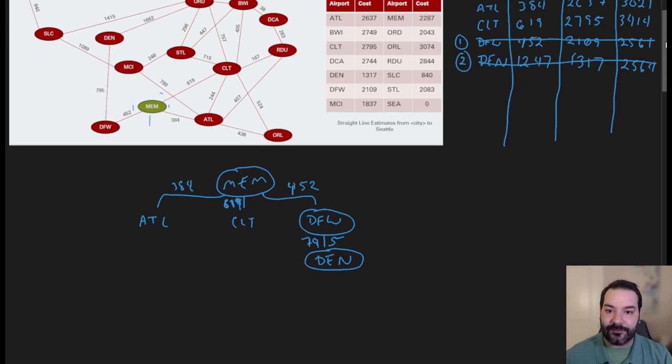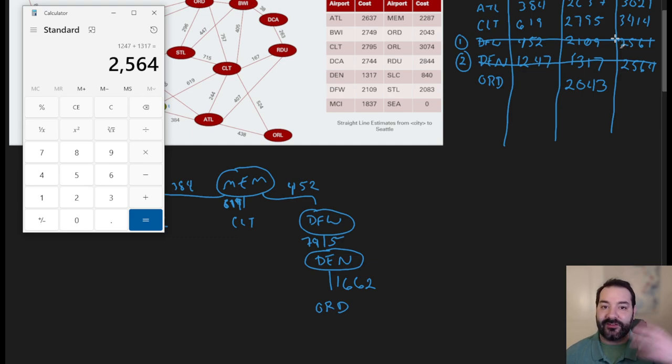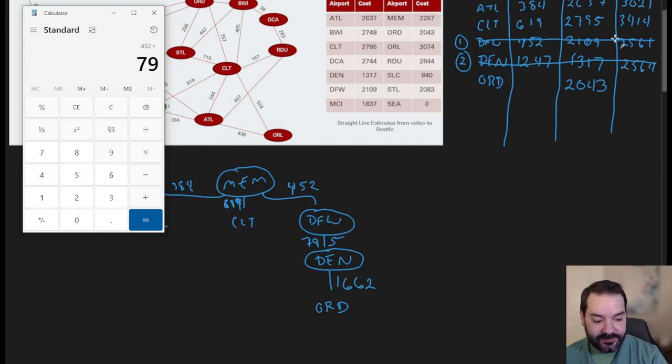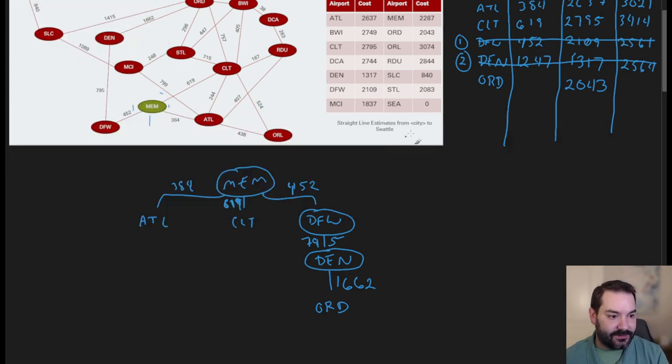So let's see. So from Denver has only one pathway as well to ORD. And this is where we're going to get some headaches and heartbreaks. So that is 1662. Again, that's ORD. ORD's path is 2043. And to calculate out the path cost, the G of going from Memphis to ORD, that's 452 plus 795 plus 1662. 2,909. Let me make that 9 a little bit better.